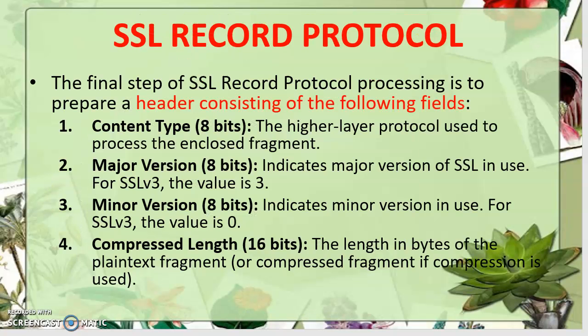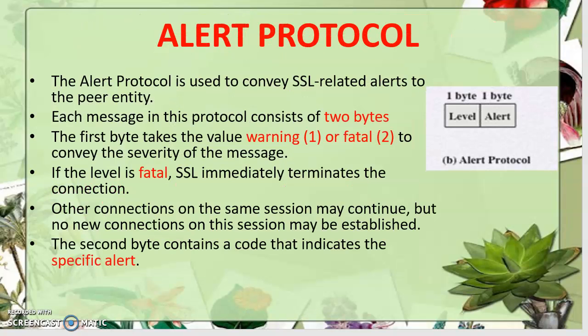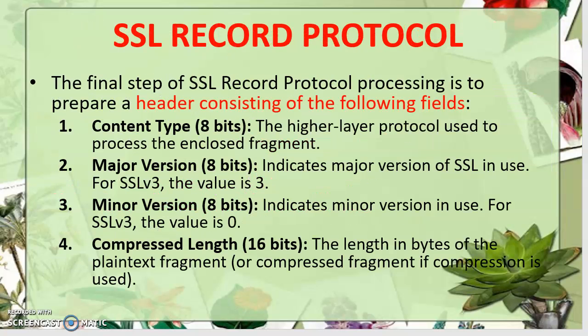So the final step of SSL record processing is to prepare a header consisting of the following fields. Content type, 8 bits. Major version, 8 bits, minor version, 8 bits, compressed length, 16 bits. Content type is the higher layer protocol used to process the enclosed fragment. Major version, 8 bits, indicates the major version of SSL in use. For SSL version 3, the value is 3.